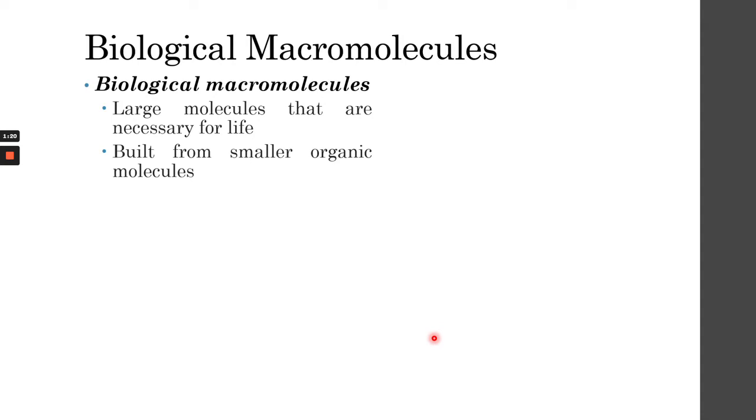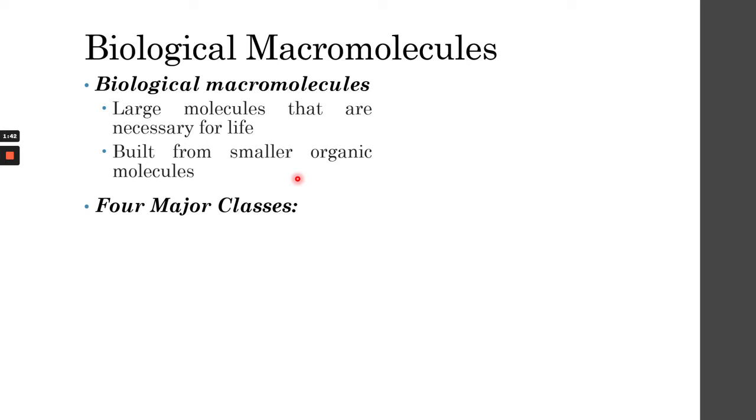All of our biological macromolecules, these large macromolecules, are created by building upon the smaller organic molecules. So you have much smaller organic molecules, and they basically attach together and create the larger macromolecules that we need in order for us to live.